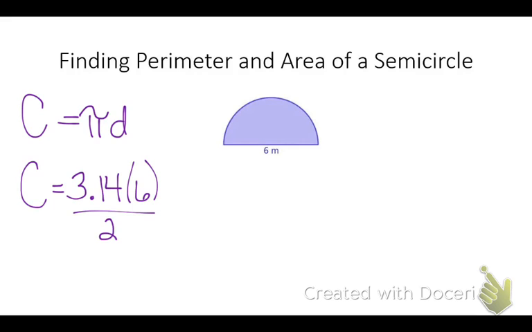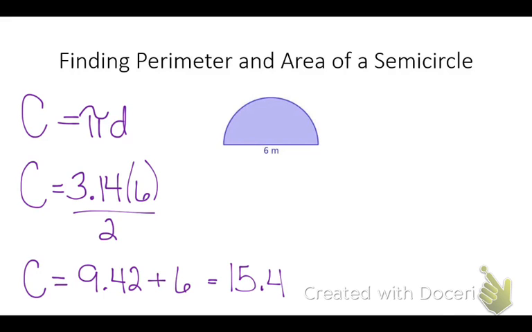And what did you get? C equals 9.42. But that only gives me the arch. Then what do I have to do? Add 6. Then that would give me 15.42 for the perimeter. P equals. And what's my label? Meters? Okay, now I need to find the area of the semicircle.